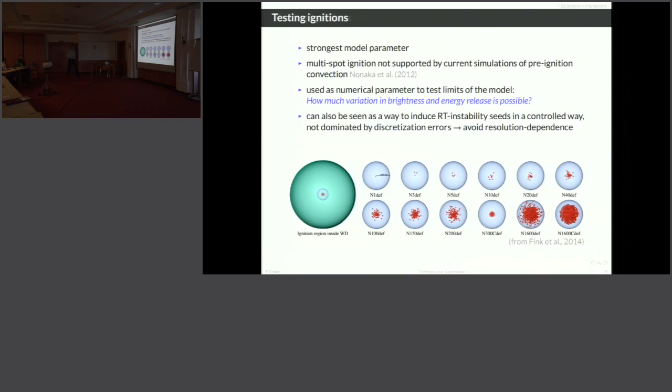So here is the setup for a sequence of studies that were done by my former postdoc Michael Fink. So he ignited the center of the white dwarf as a deflagration in varying numbers of ignition sparks at varying locations. So here you see the models that he has tested. He ignited in some cases in very sparse ignition scenarios, and in other cases he put many ignition sparks near the center.